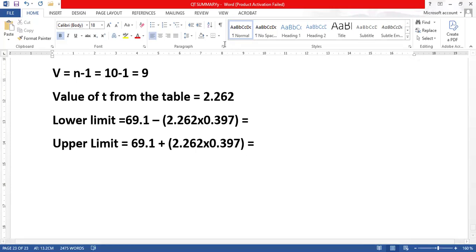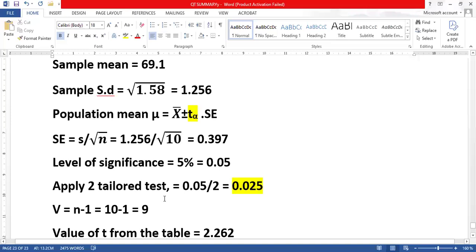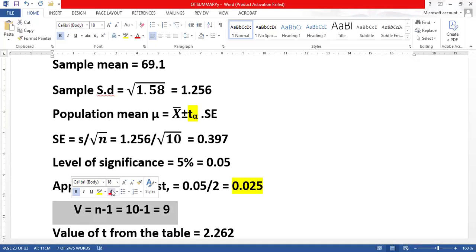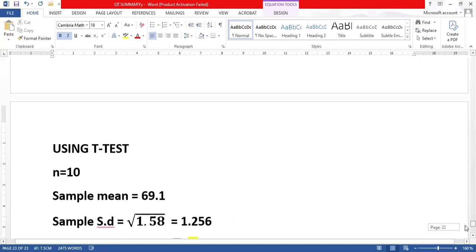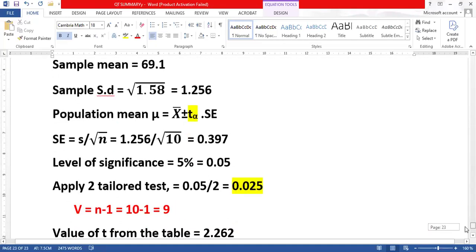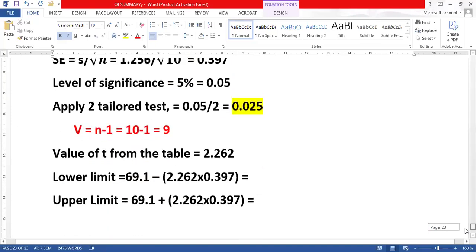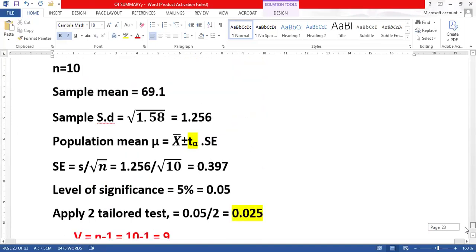Is that hard? Have you noted where the difference is? The difference is here. Once you divide by 2, stop there. Also look for V, because when you're using a t-table, you need V. I think that's all, guys. Any question on t-test?